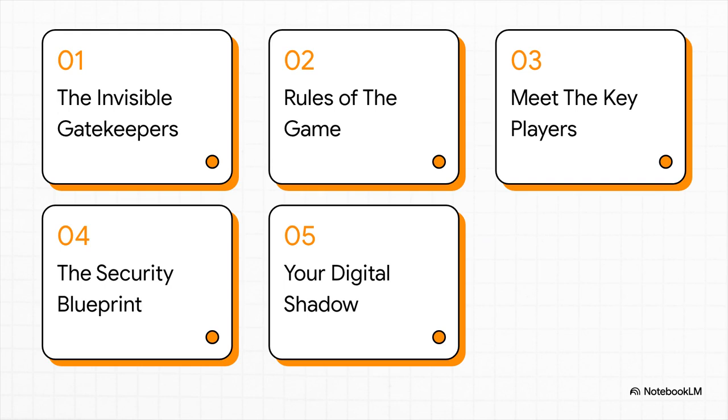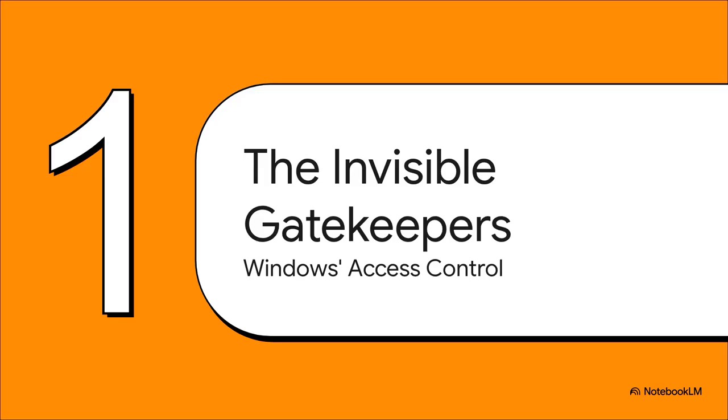So here's what we're going to cover. First, we'll talk about what these invisible gatekeepers actually are. Then, we'll get into the rules of the game, how they operate. We'll meet a few of the key players you deal with every day, understand the security blueprint they create, and wrap up by looking at this idea of your digital shadow. Okay, so let's get right into it.